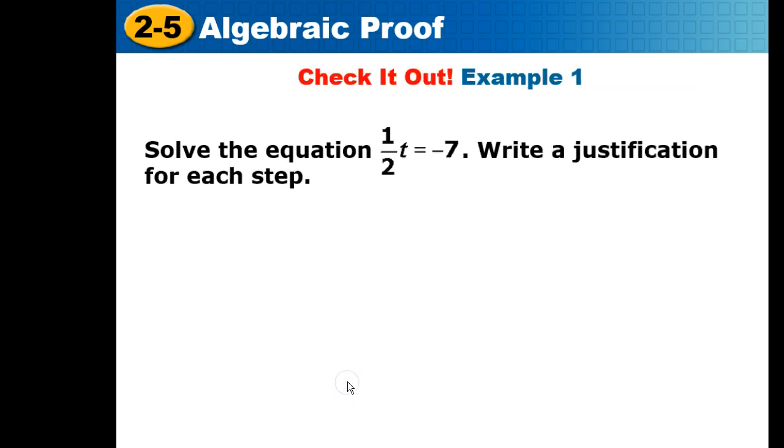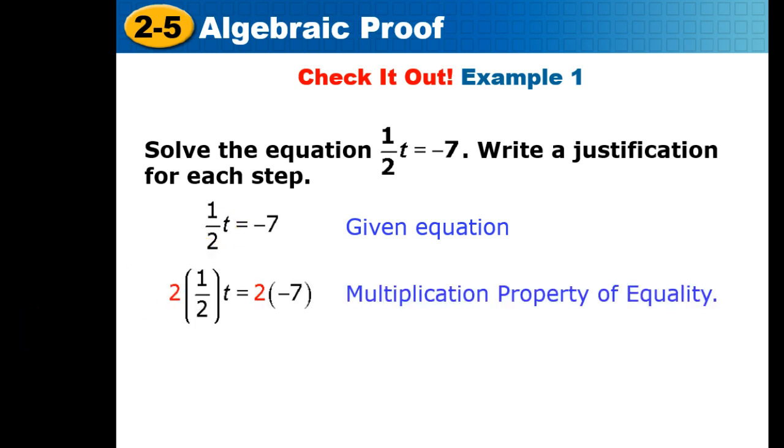Okay, let's try another one. If I give you an equation, a given equation of 1/2 t equals negative 7, how do you get t by itself? Some of you may be thinking right now that you divide by a half because we're multiplying, but let's remember that we never divide by fractions. We multiply both sides by 2. When we multiply both sides by 2 over 1, we're basically multiplying by the reciprocal of 1/2. Okay? To get rid of a fraction, you multiply by its reciprocal.